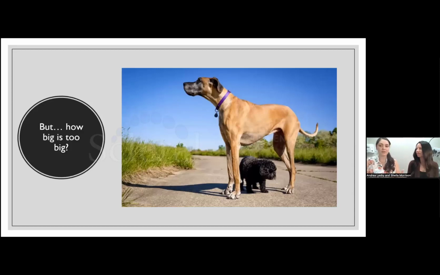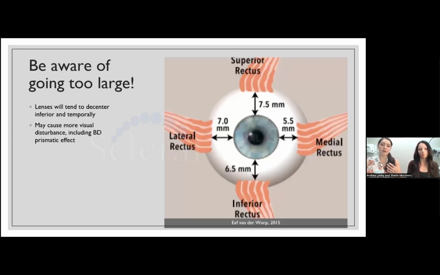So can you go too large where you're starting to create more complications than you're solving? One of the things to consider is lenses do tend to decenter inferior and temporal. Part of the reason for that, if we look at where our rectus muscles insert into the eye, the closest gap is going to be your medial rectus, on the inside of your eyes. It only inserts 5.5 millimeters from your limbal area. So if you're going large, with huge lenses, we don't want to impinge on that muscle at all. It could definitely cause more of a visual disturbance and be more of an issue for patients.